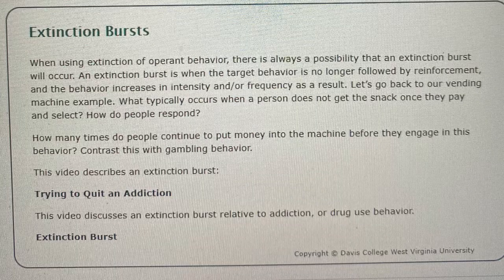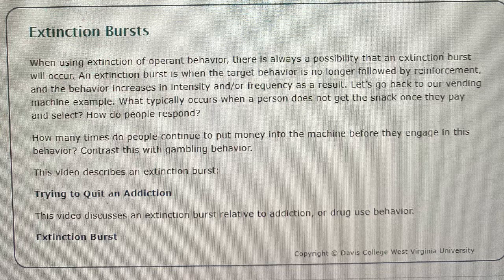Extinction bursts. While using extinction of operant behavior, there is always a possibility that an extinction burst will occur. An extinction burst is when the target behavior is no longer followed by reinforcement and the behavior increases in intensity and/or frequency as a result.